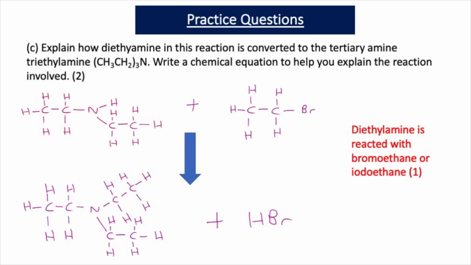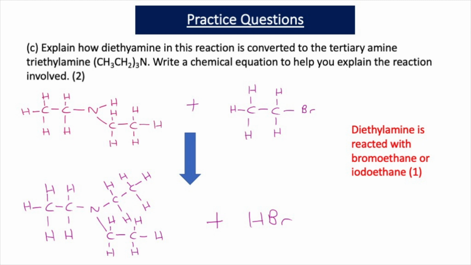So now let's go through the answer to 2c. So I've drawn diethylamine here out in full, because I think it's easier if you draw the full structural formula to show what happens. And when diethylamine reacts with bromoethane, you get triethylamine and hydrogen bromide gas. So a C2H5 group takes the place of a hydrogen, and the hydrogen goes with the bromine to make HBr.